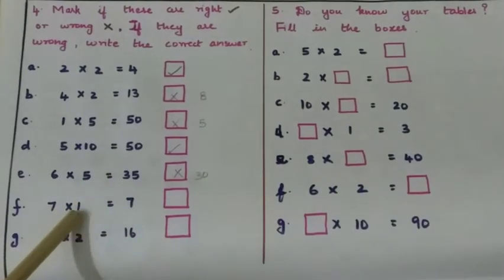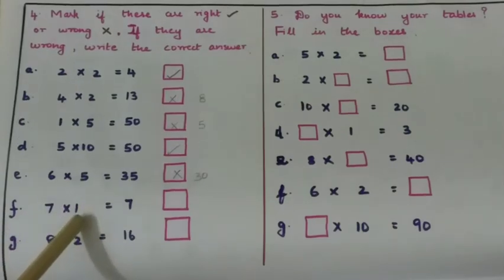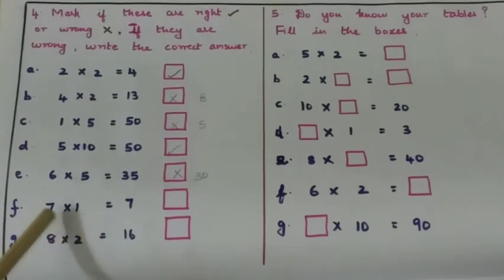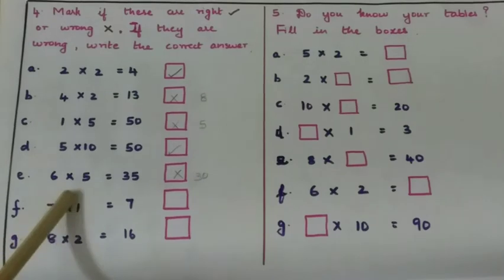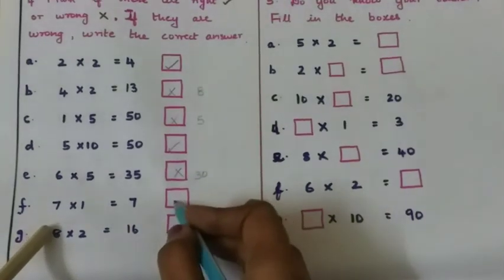Let's take the next one. 7 into 1 equals 7. So we know that any number with which 1 is going to be multiplied will give the result as the same number with which 1 is being multiplied. So the result is correct.